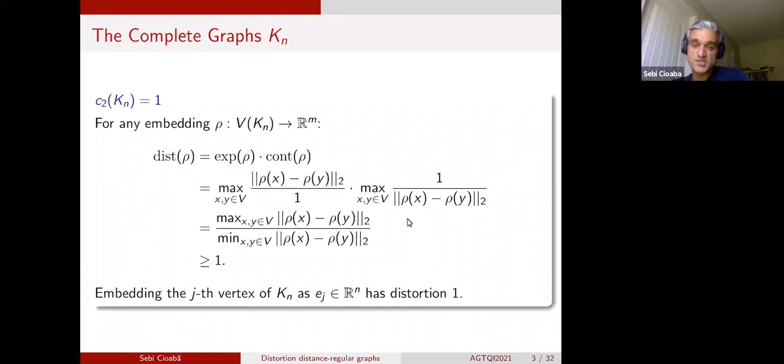So for the expansion, you just have the maximum over all x, y, again x not equal to y, of the norm of rho(x) minus rho(y). And in the contraction, you have the maximum of the inverse quantity. You do a simple calculation and you get that this distortion has to be at least 1 for the complete graph. And you can embed each vertex as its characteristic vector, let's say in Rn if the graph has n vertices, and you can achieve this distortion. So this gives you a proof that the least or optimal distortion for the complete graph is 1. That's not too hard.